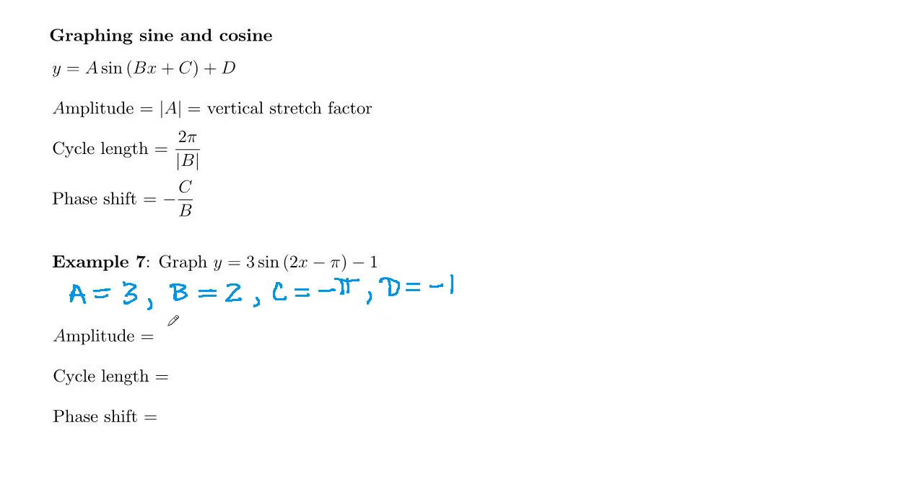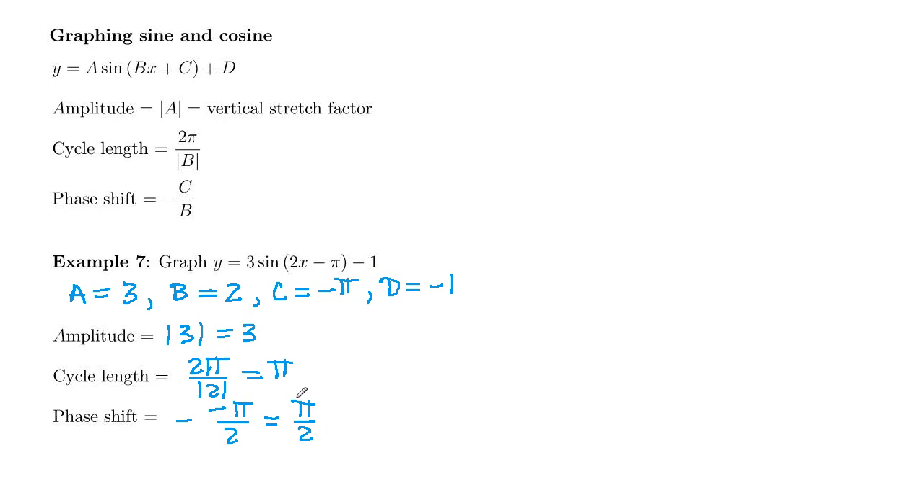So first our amplitude, which is absolute value of 3, or 3. Cycle length, 2 pi divided by absolute value of b. So 2 pi divided by absolute value of 2, which is pi. So this graph has cycle length pi and then repeats. And then our phase shift, negative of c has got another negative in it. Negative pi over b is 2. That double negative is going to make a positive pi over 2. So we're going to shift pi over 2 units to the right.